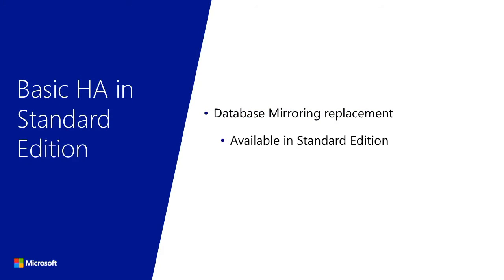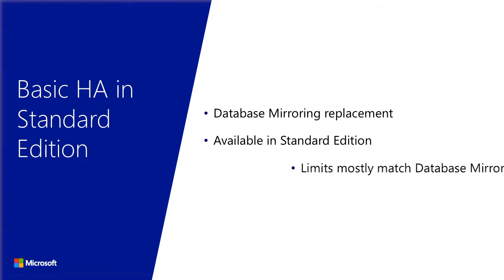The first in that list would be having basic high availability in Standard Edition, where database mirroring was available in all editions of SQL Server. Availability groups has previously been only Enterprise Edition. So with SQL Server 2016, we're making a basic high availability solution available in Standard Edition.